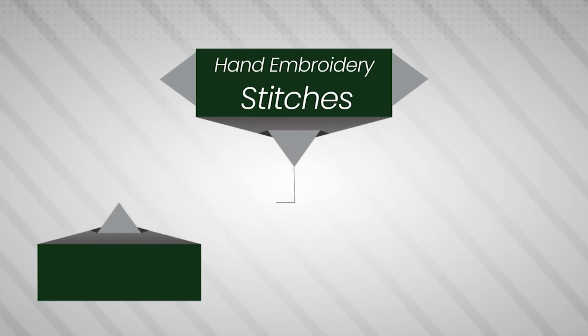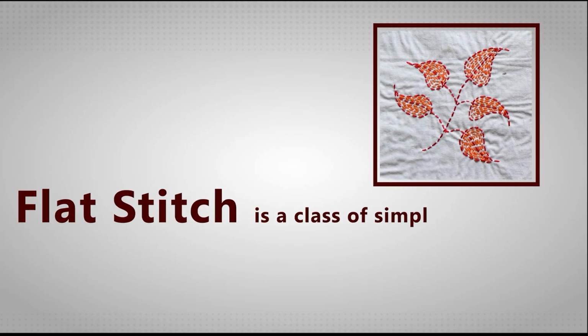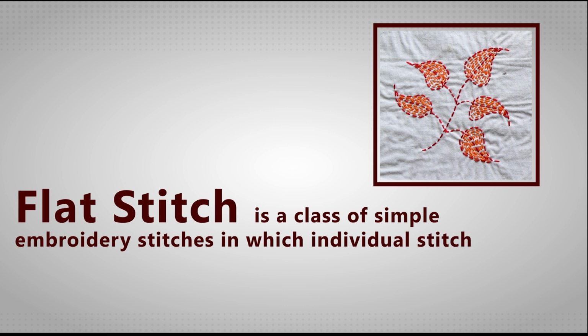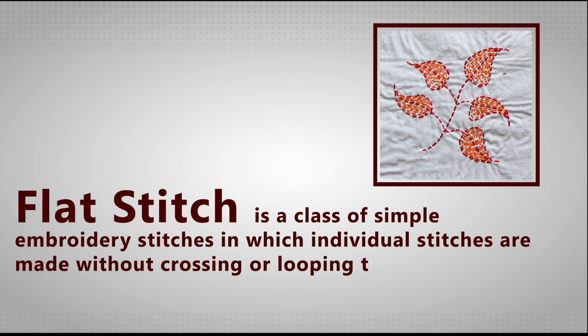Now, let us understand what are the major categories of embroidery stitches. Hand embroidery stitches can be divided into two broad categories, that is flat stitches and loop stitches. Flat stitches lie flat on the surface of the material, either closely together or at regularly spaced intervals. Straight or flat stitch is a class of simple embroidery stitches in which individual stitches are made without crossing or looping the thread. There are many types of flat stitches.